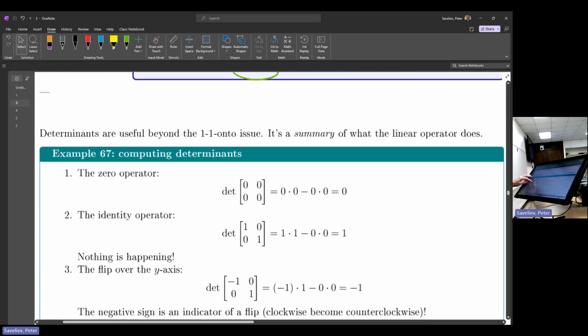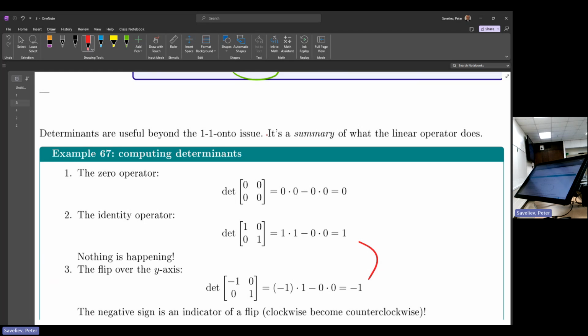The flip about the y-axis. The matrix is -1, 0, 0, 1, but the determinant is -1. So as you can see, there is a difference between the identity operator and the flip. That negative sign indicates the flip. So the determinant catches that, even though remember the matrix is made of 4 numbers. The determinant is one single number, but certain things it does catch.